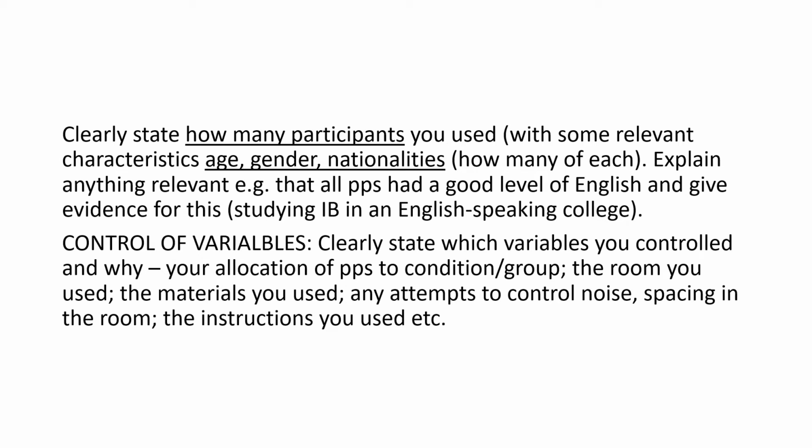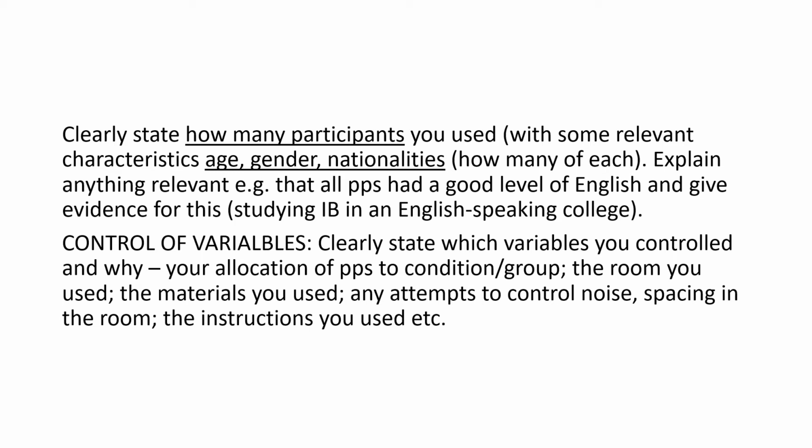Your independent variable is not a variable you talk about controlling, because that's clearly what you are manipulating. It's the other possible extraneous variables that you need to focus on. So how did you allocate your participants to the condition? That's a measure of control, because you are removing possible sources of bias from it. You shouldn't be allocating participants to condition, obviously only if you're using independent measures, according to what they look like or their gender or any other characteristics. It should be, in the true sense of the word, a random allocation.